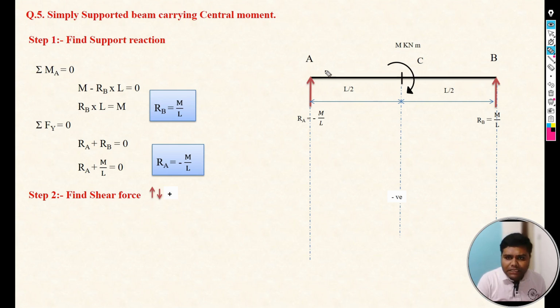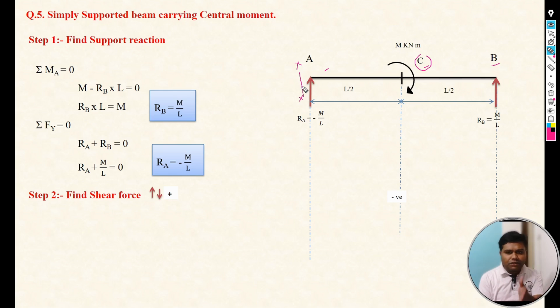Now here we have the A point, C point and B point. So we need to calculate the shear forces at each point. What we have to consider for C point, that we will discuss. But first we need to consider the shear force at A point, and again we have to calculate the shear force first by taking a section on the left of A point.